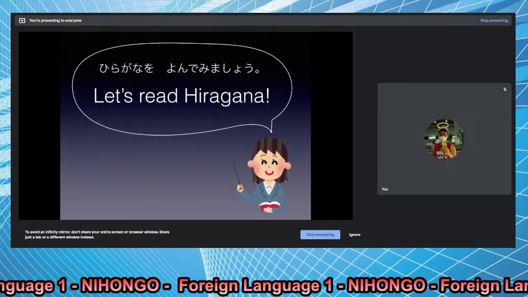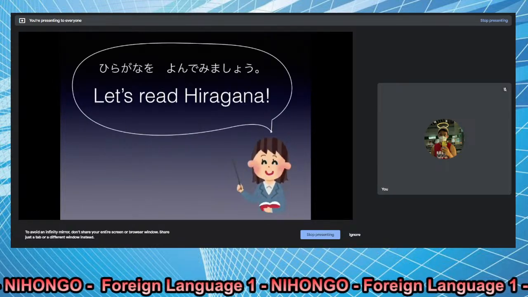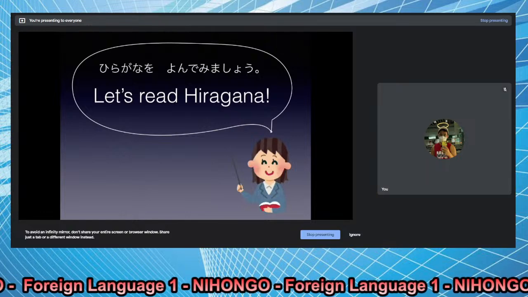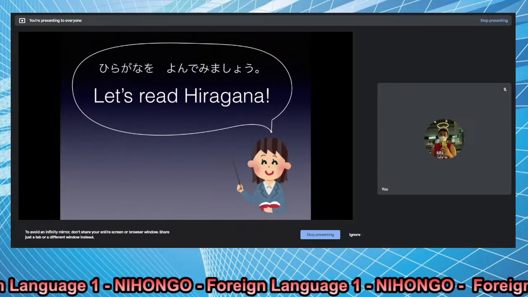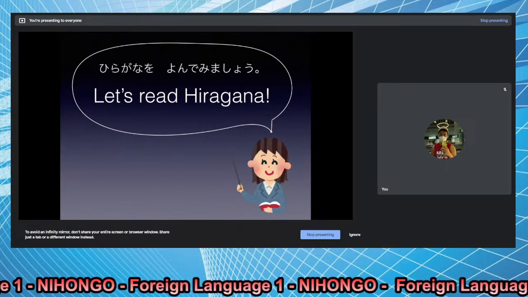Let's see if we can read these hiragana letters now. I'm going to include some letters from previous lessons too, okay?